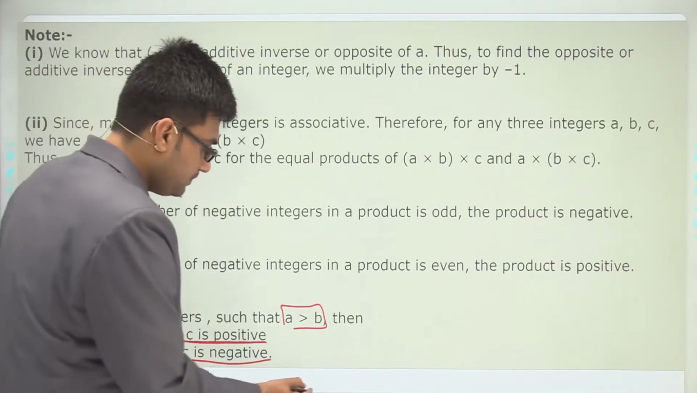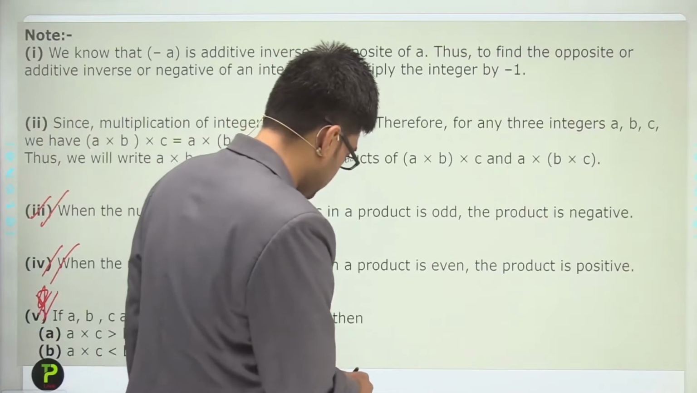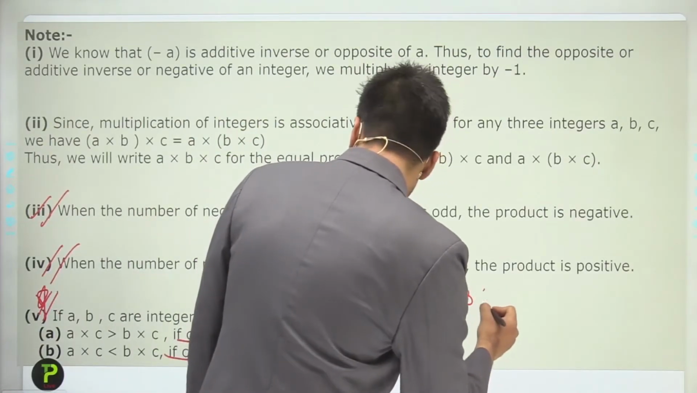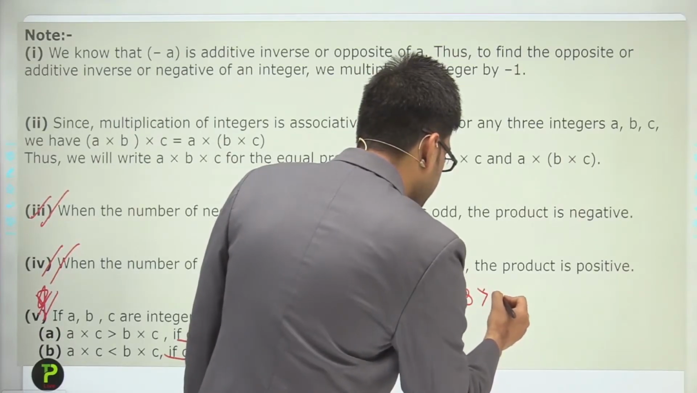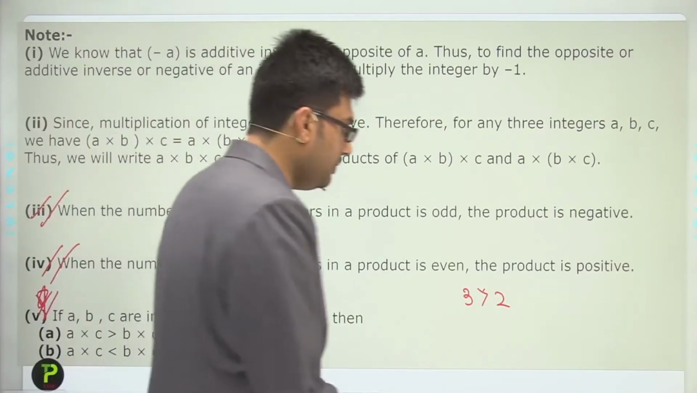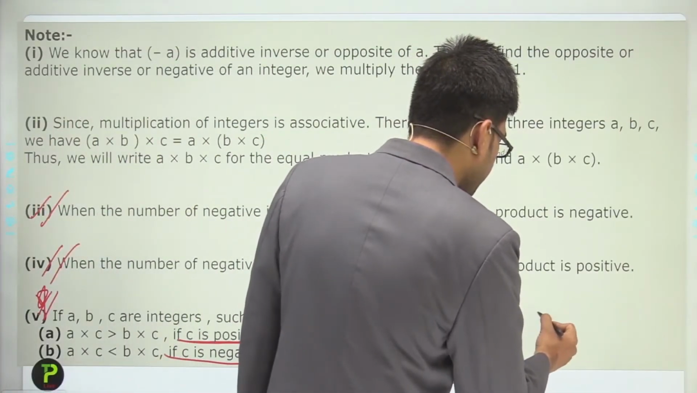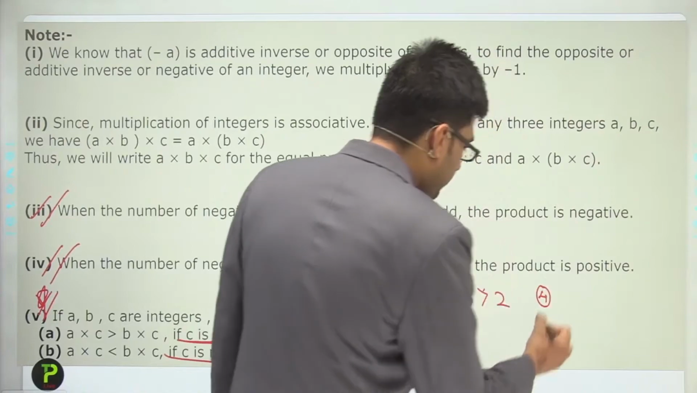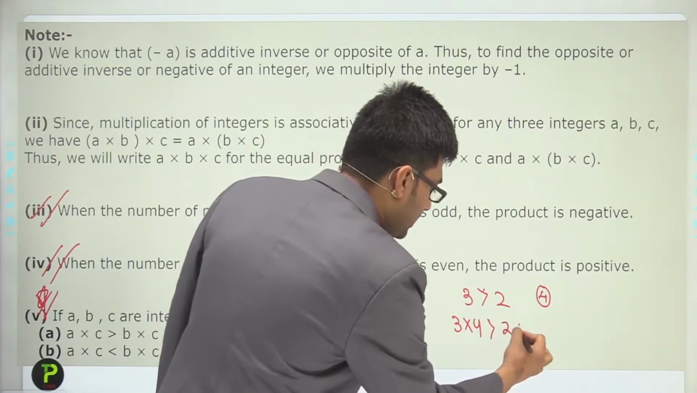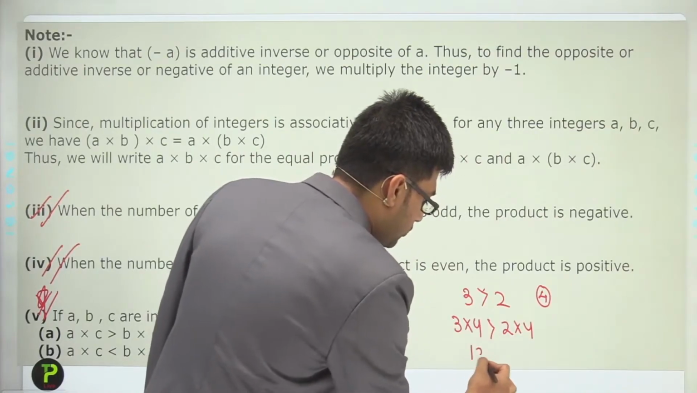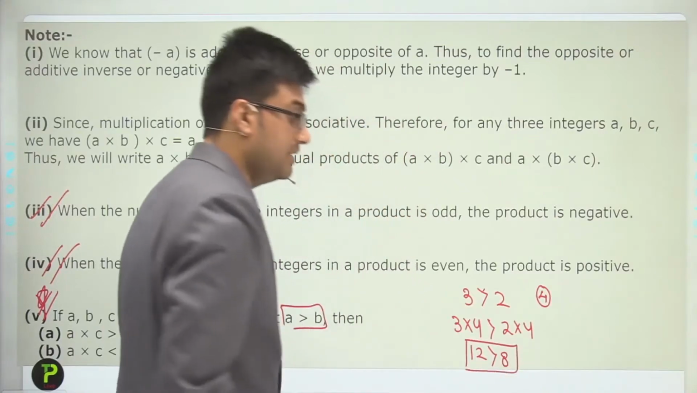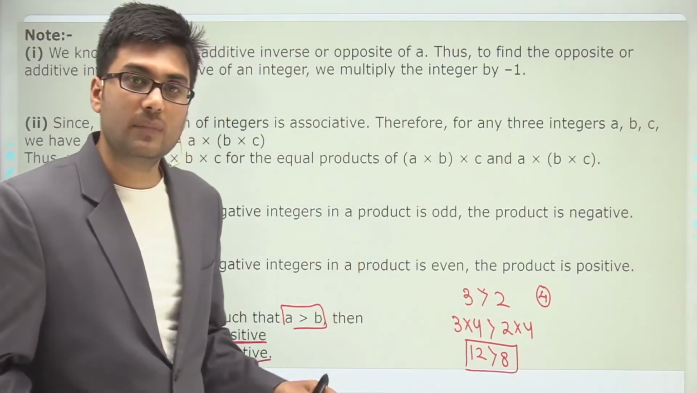And a multiplied by c is less than b multiplied by c if c is negative. For example, if we have 3 and 2, then we know that 3 is greater than 2. And if we multiply these two numbers by the same constant 4, then what will we get? 3 multiplied by 4 is greater than 2 multiplied by 4, that is 12 greater than 8. Is it true? Yes, it is true. 12 is greater than 8.